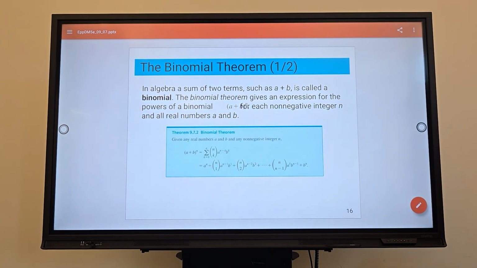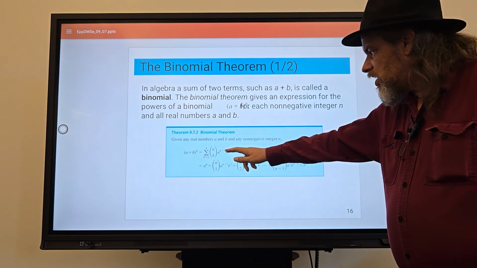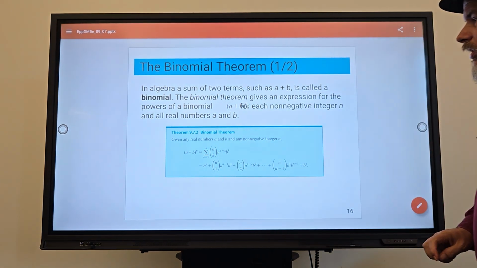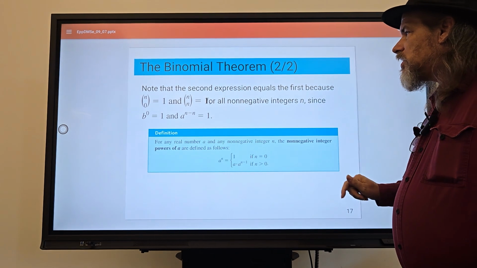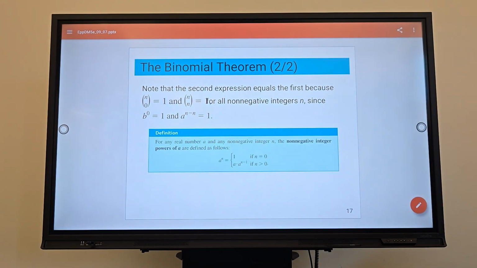But it is given in terms of n choose k. Note that the second expression equals the first because n choose 0 is equal to 1 and n choose n is 1 for all non-negative integers n, since b to the power of 0 is 1 and a to the n minus n is 1.